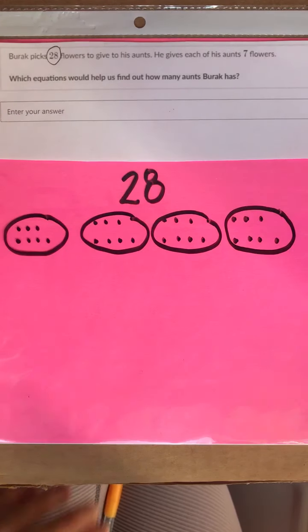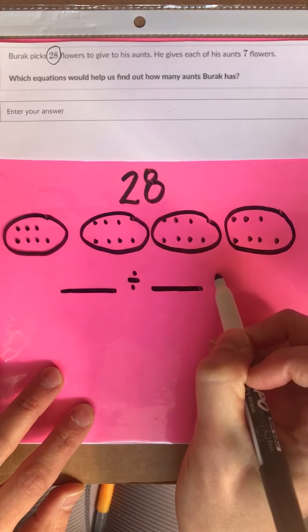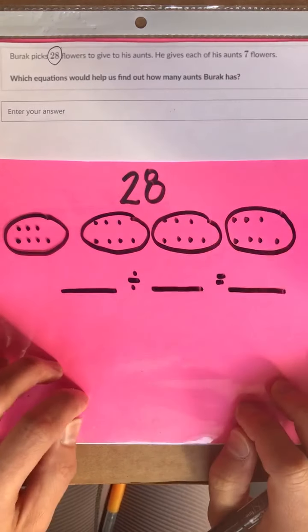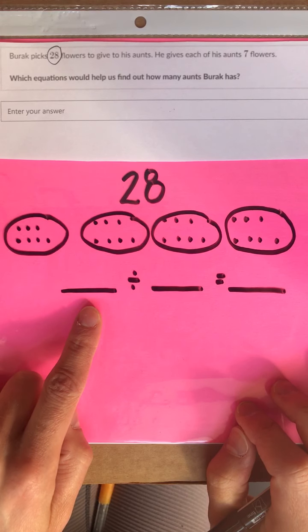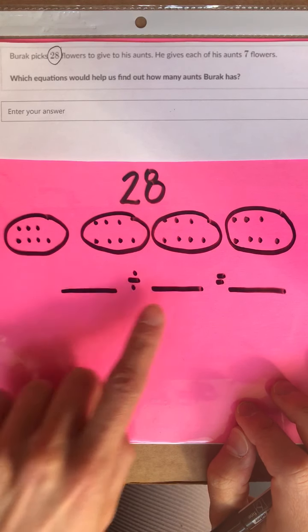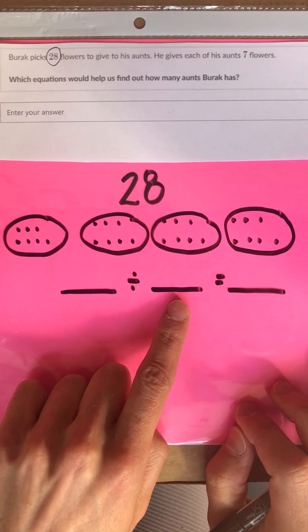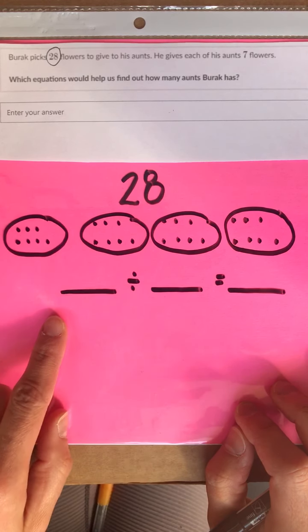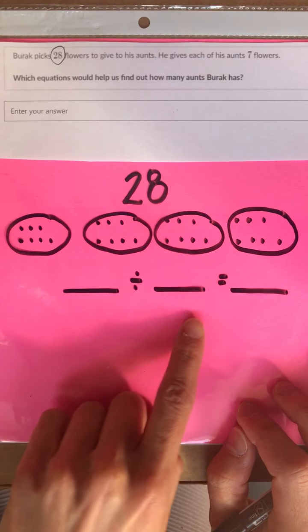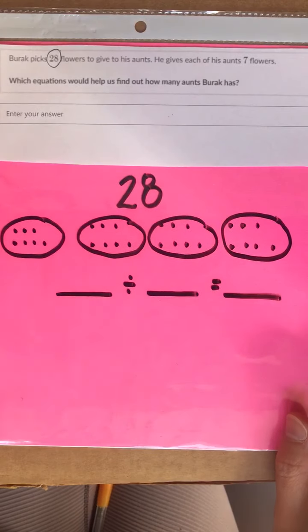I would like you to help me write a division equation to match your picture. Can you tell me how many flowers Barack started with? And can you tell me how many flowers he gave each of his aunts? Right? I would like you to pause the video and go ahead and fill in this division equation. When you're ready to check with me, press play.